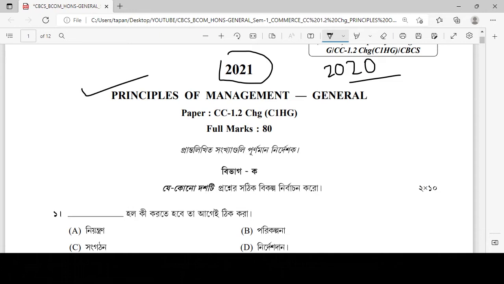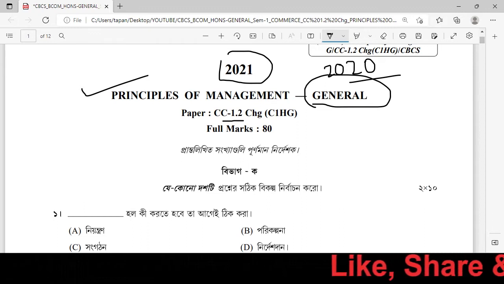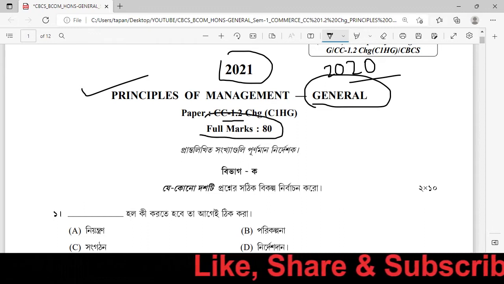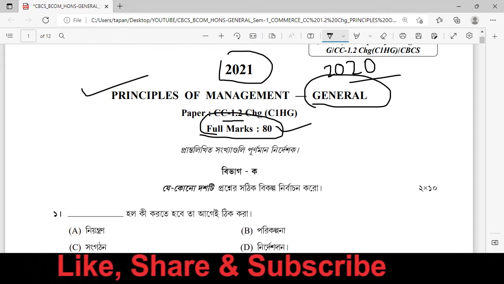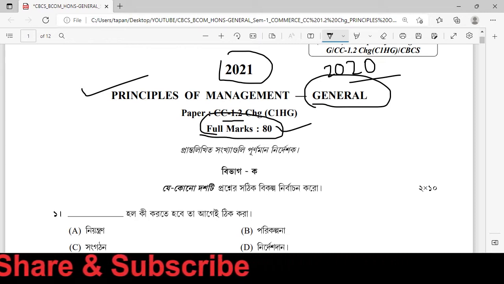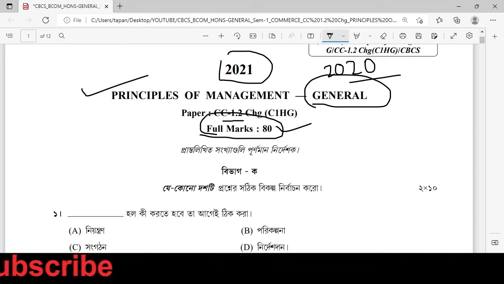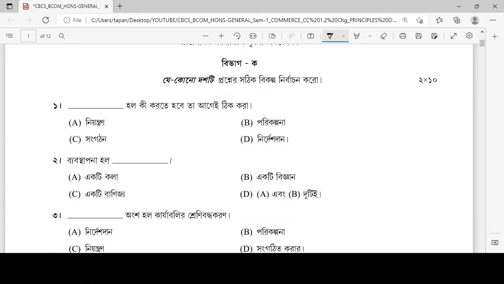This subject, Principle of Management, is a general subject and it comes in both categories, that is for general and for honors students. The code number is CC 1.2 CHG, and this question is of 80 marks. 20 marks are in the hands of the college and you have to appear at the exam for 80 marks. Now I am going to discuss.